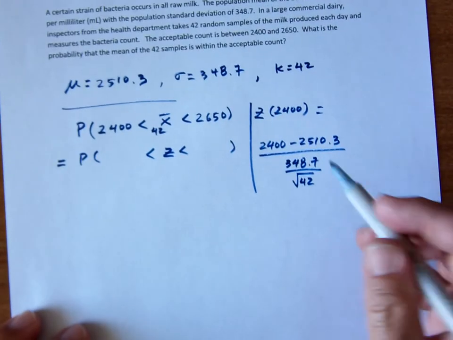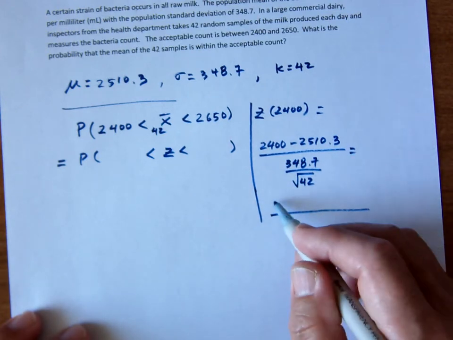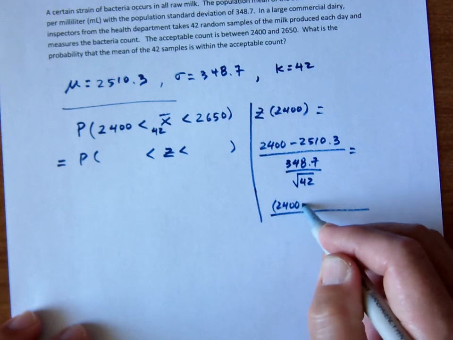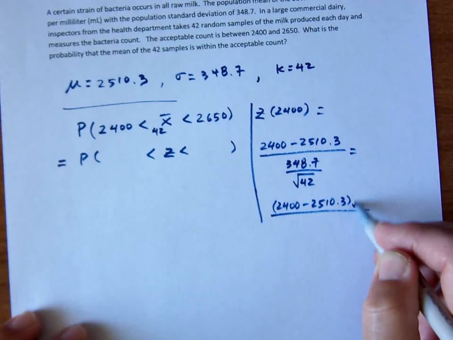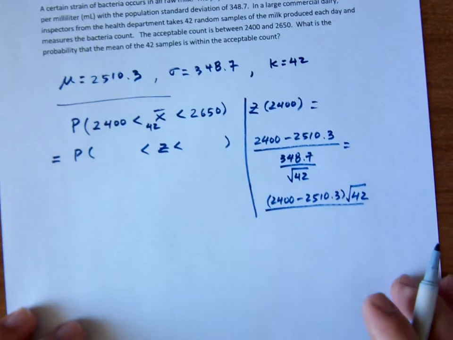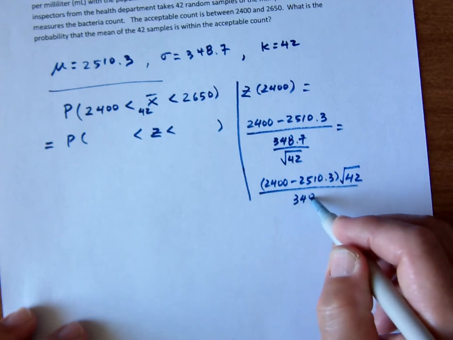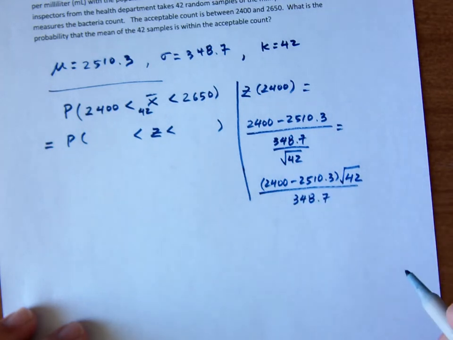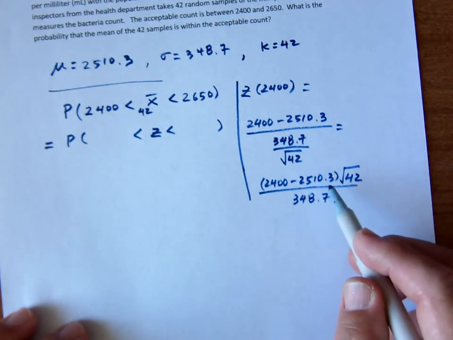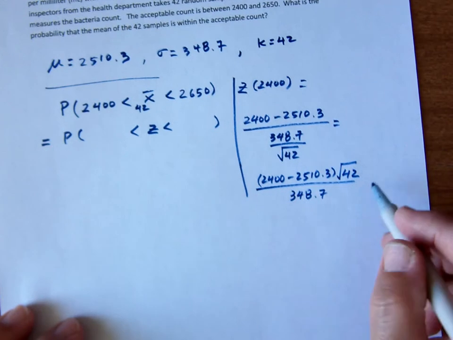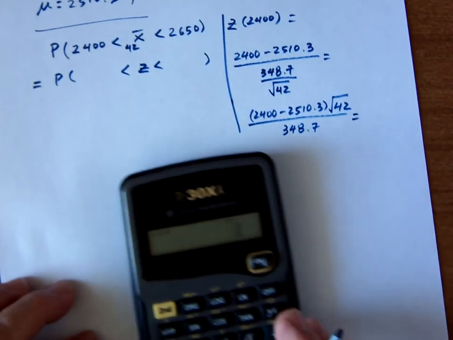Okay, this is pretty messy to do in the calculator, so I'll introduce a little simpler way to do it. It is pretty much the same at the top, except now this square root of 42 is going to be a multiplier in the numerator, and the denominator is going to be our good old standard deviation. Again, this is much easier to do in your calculator than the previous one. Okay, so let's do that in the calculator.